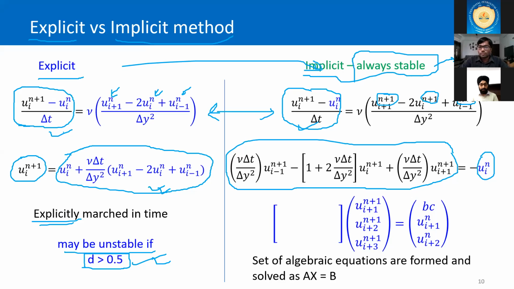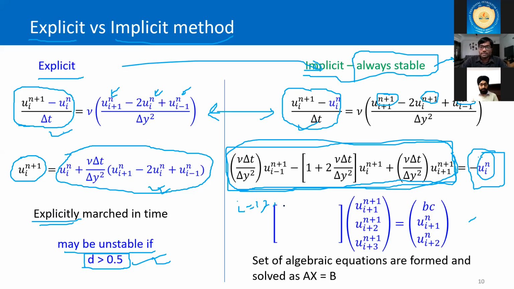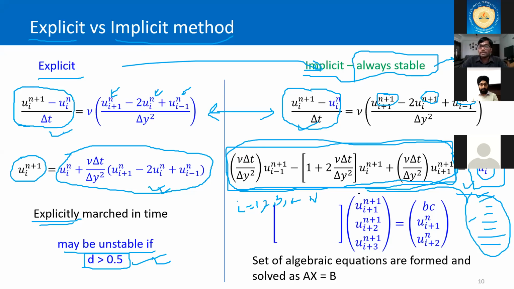These are my unknowns now. You can club them on the left-hand side, and this is my known value. Now for i equal to 1, 2, 3, 4, and so on till n, I can write n number of algebraic equations. These algebraic equations can be clubbed into a matrix form, Ax equals b, and then since these are unknowns, we can invert this and get the solution in one go. Iteration is also there, but it is implicit in nature, and that makes the system stable.